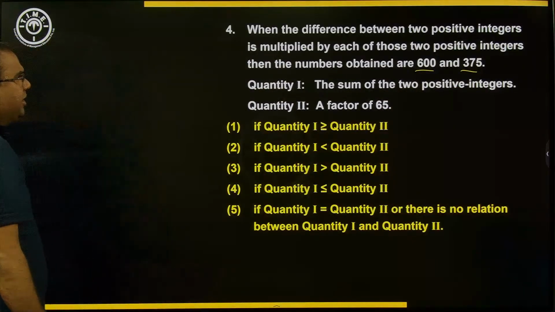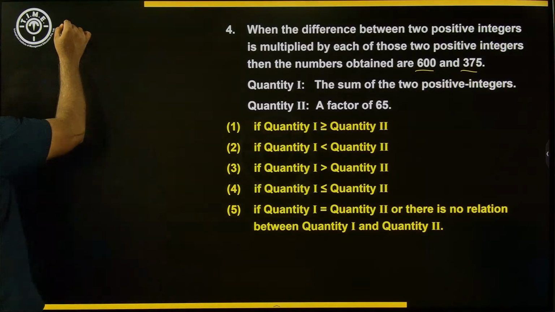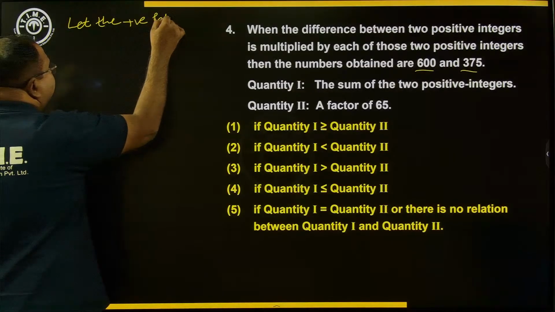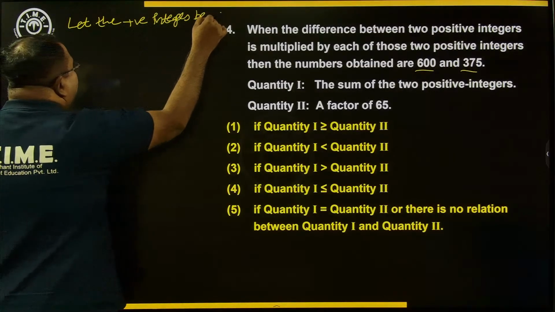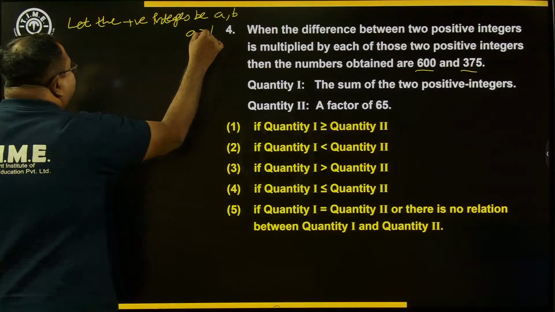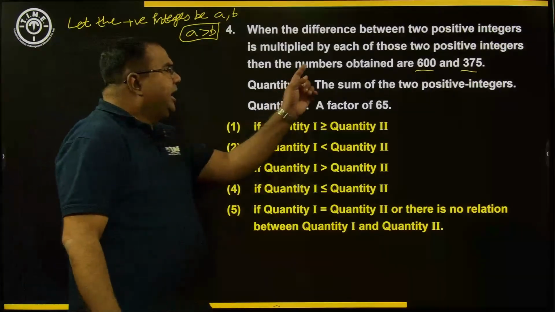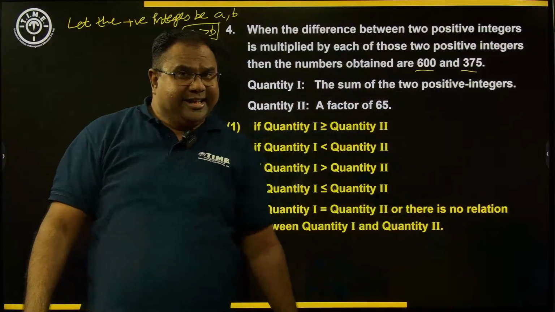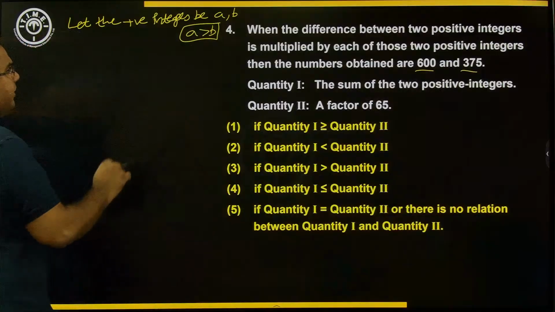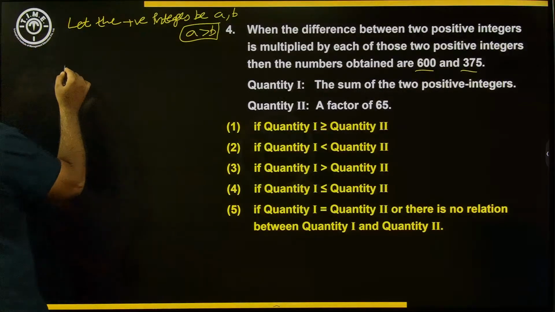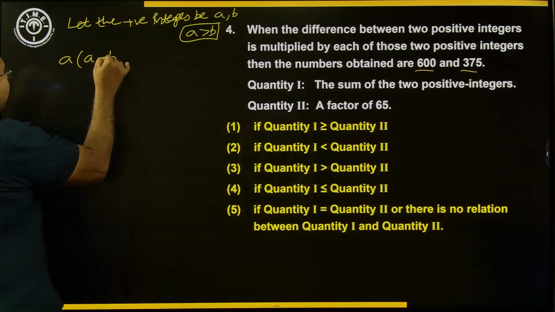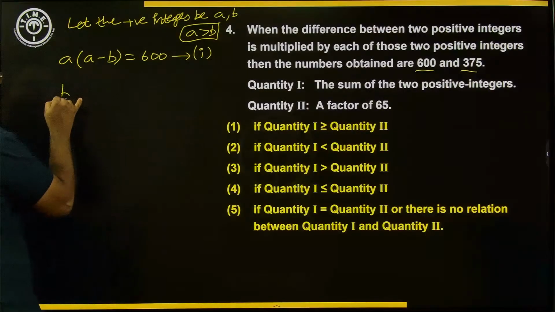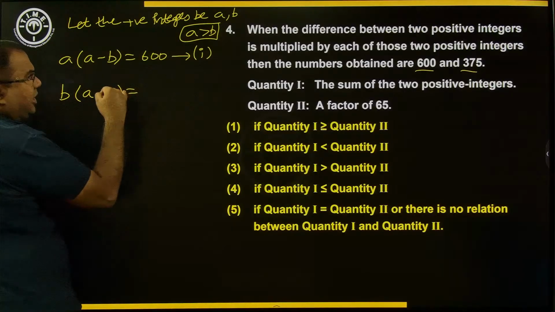Okay, let me first take the given information. Let the positive integers be a, b. I take a greater than b. Obviously, one has to be more, otherwise a into (a minus b) and b into (a minus b) are 600 and 375, so one has to be more. Let me consider a is more. So a into (a minus b) I take as 600, equation 1. And b into (a minus b) is equal to 375.